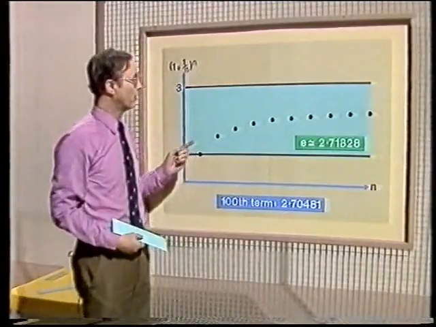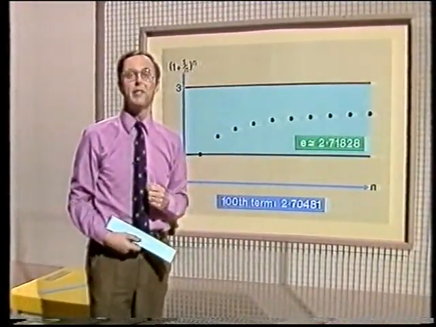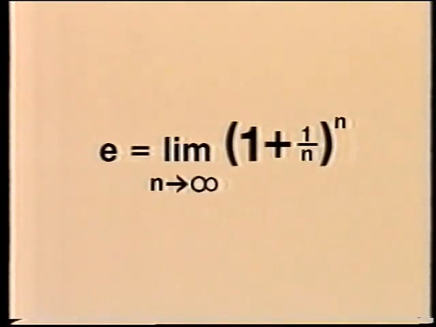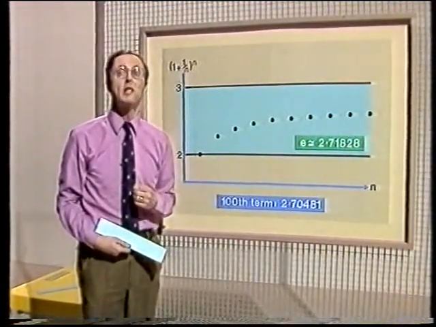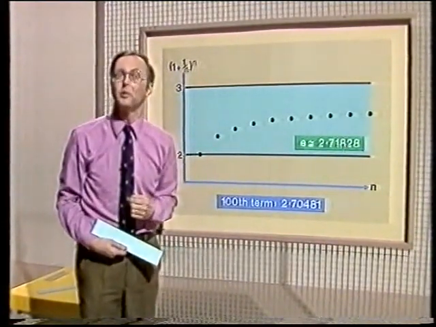Now we're going to use this sequence to define e. That is, e is defined to be the limit of the sequence (1 + 1/n)^n. Later on you'll see an equivalent definition. And having defined e in this way, we can then use it to calculate the limits of some other sequences.